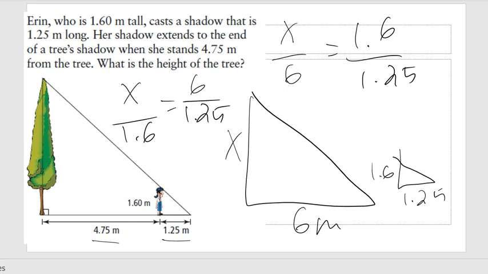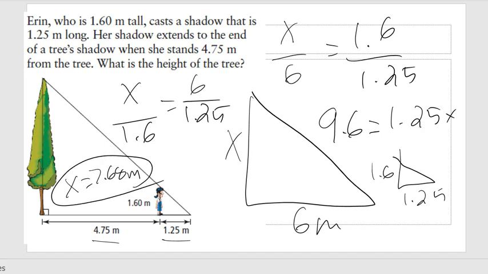So I'm going to take 6 times 1.6. I'm going to get 9.6. Then divide by 1.25, and I'm going to get an answer that the tree is 7.68 meters. And there we go.